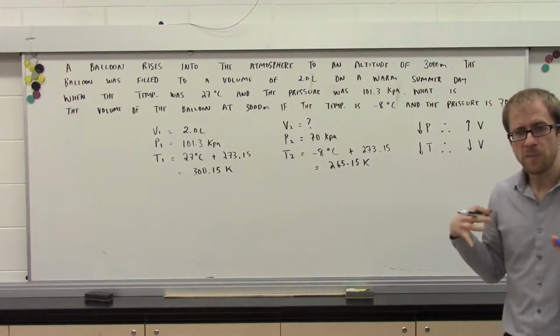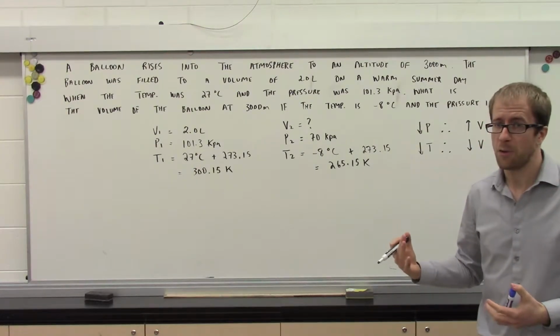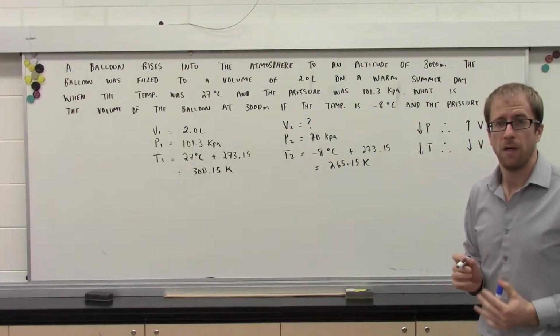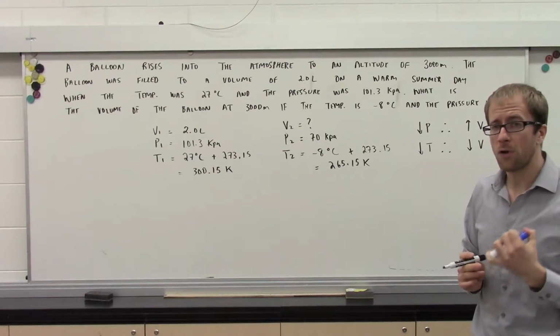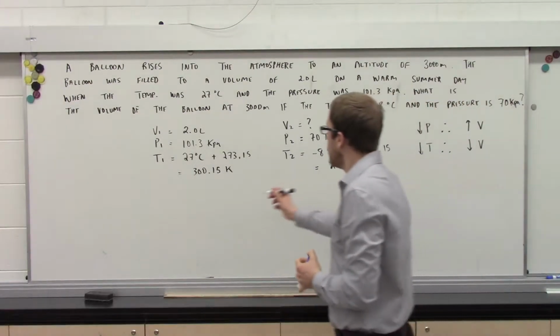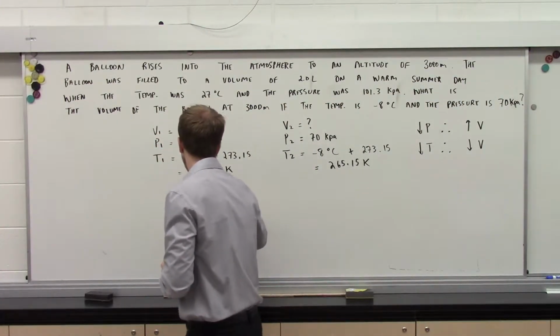Now, when we were solving these problems previously, we multiplied by the ratio, right? The ratio of our temperatures that would cause the change in our volume. The ratio of our pressures that would cause the change in our volume. We are going to do the exact same thing. So, we know that we have 2 liters of gas.